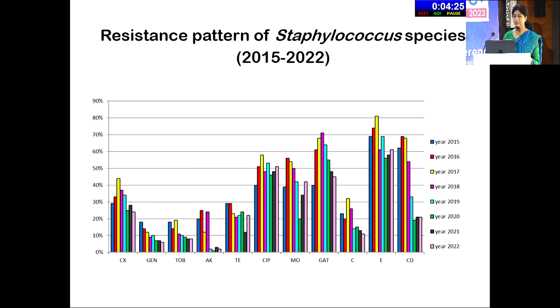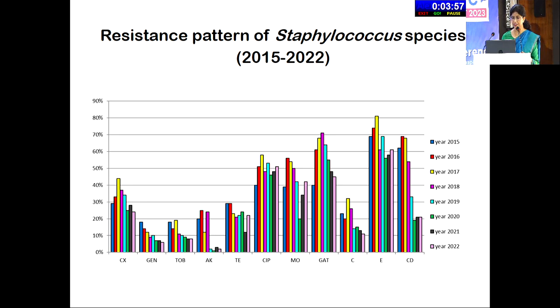We'll start with the resistance pattern of Staphylococcus species, and in this graph we are able to see that, first of all, the good news with staphylococcal isolates in our center is that all the isolates are uniformly susceptible to vancomycin. We are able to see that 2 commonly prescribed fluoroquinolones and erythromycin as well as clindamycin, the resistance is very high in all the years.